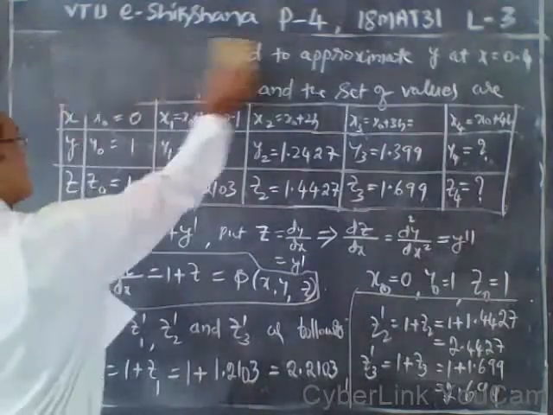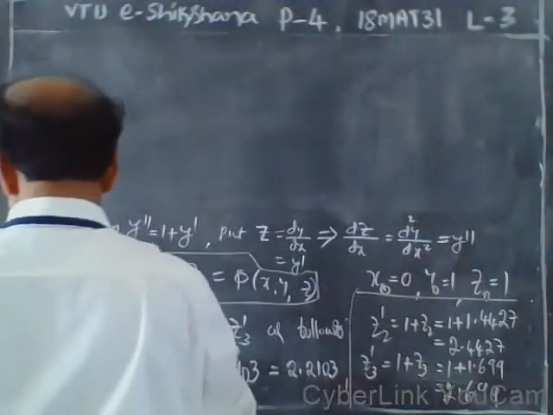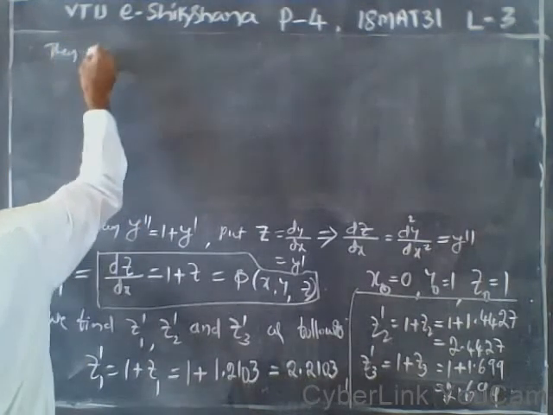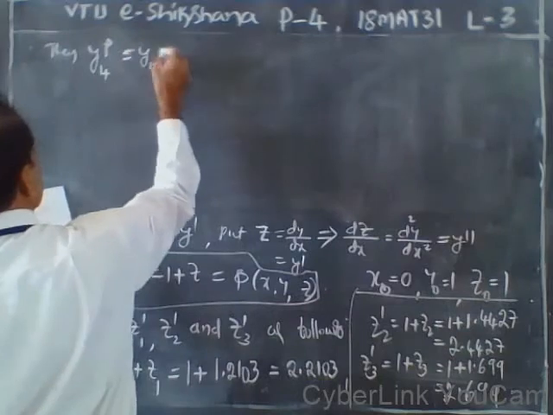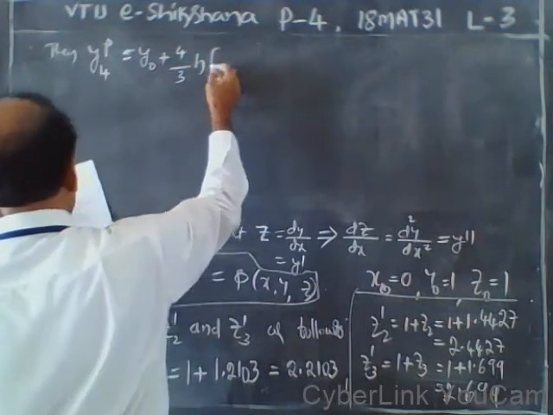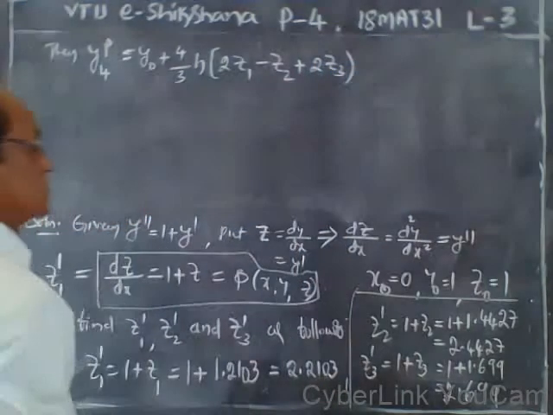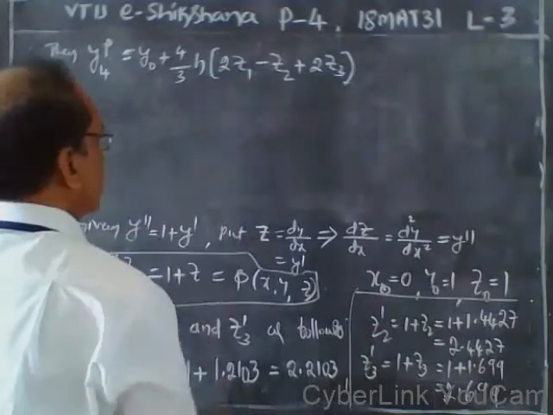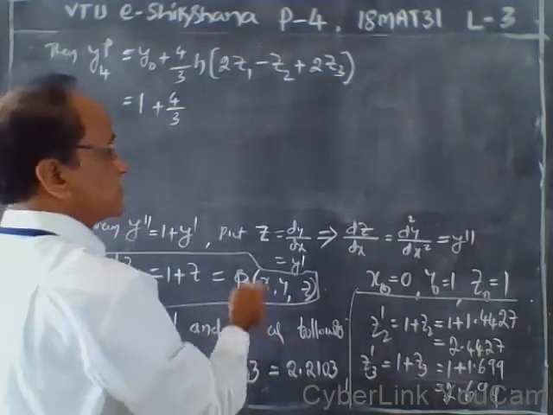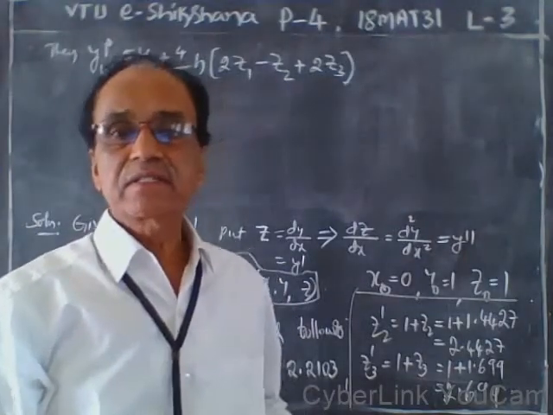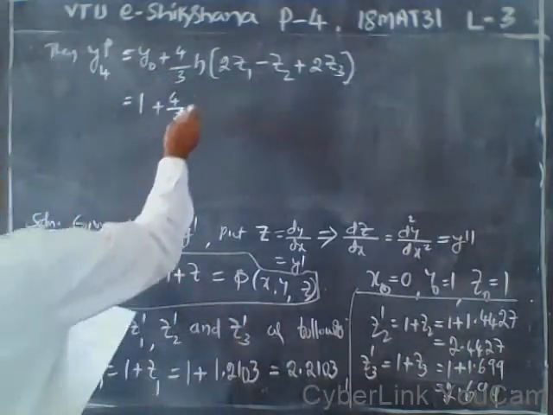Then, according to the working steps we have taken, the next step is to calculate y4p. Then y4p is equal to, in terms of z, y0 plus 4 by 3 h multiplied by 2 times z1 minus z2 plus 2 times z3. These three values are already available in the table. Y0 is 1, and h is the difference between any two successive values of x. Successive values means between x0, x1, otherwise x1, x2, otherwise x2, x3. That is 0.1.